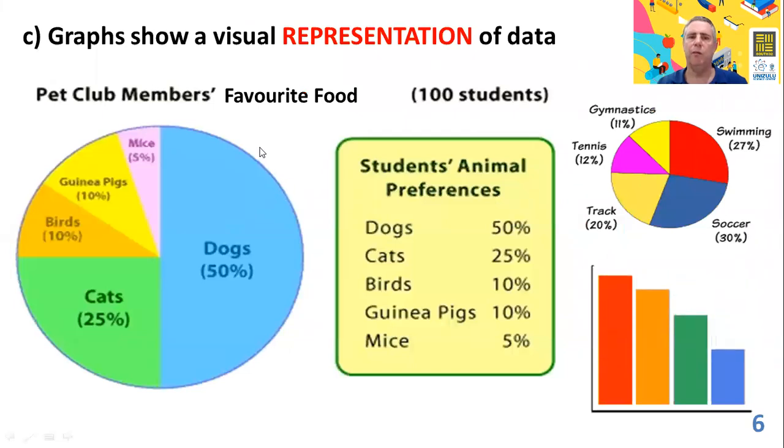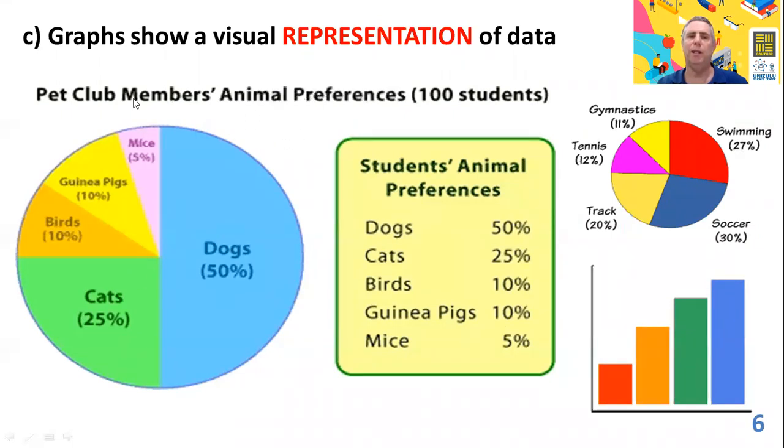Thirdly, graphs can give a visual representation of data. It can be a pie chart, a column chart, or different types of graphs. Now, please remember how important the title of your graph is. Imagine if this was a graph of pet club members' favorite food. That means people would rather eat dogs than eat cats. And of course, that's not what it is, but it's pet club members' animal preferences. You can read it from a table, but it makes much more impact when it's represented visually.